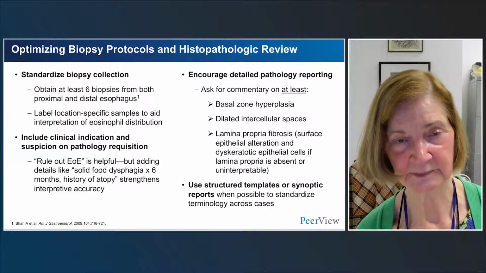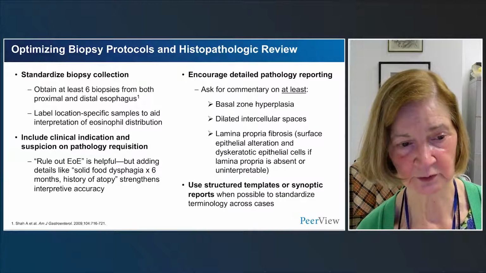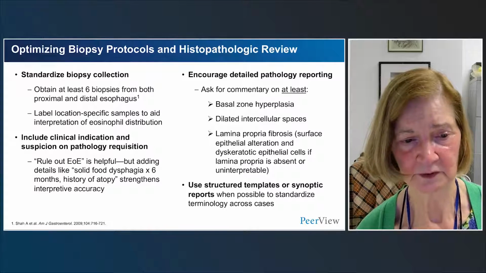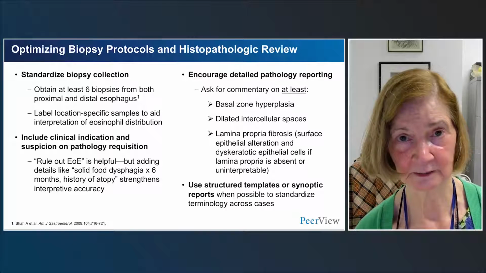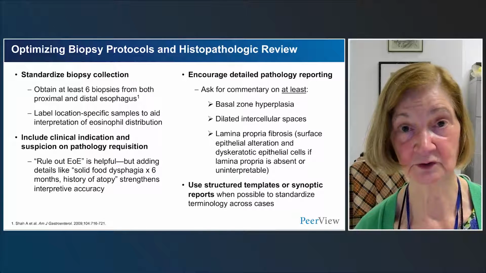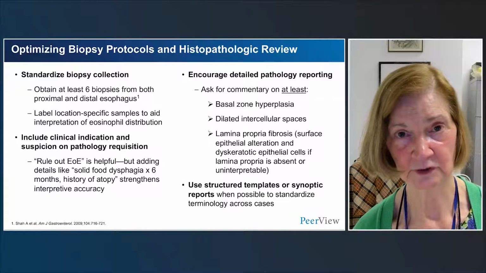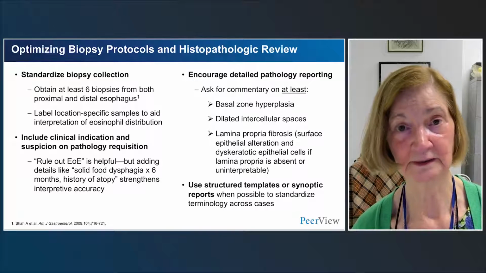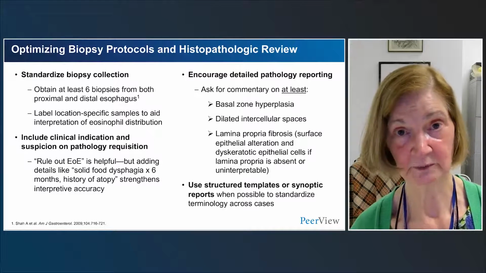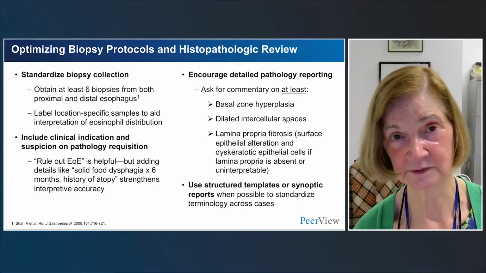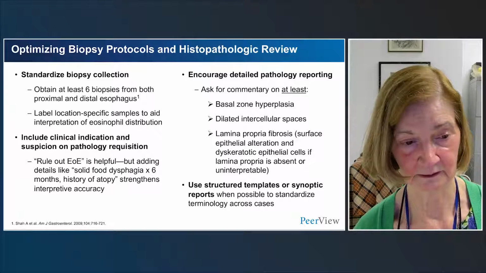Standardized biopsy collection optimizes the probability of making the right diagnosis for a patient undergoing endoscopy, either at baseline or following a therapeutic intervention or following onset of new symptoms or for monitoring. So, obtaining at least 6 biopsies, as Dr. Gonzalez has already said, from both proximal and distal esophagus is essential. Labeling those samples as to where they came from is also very important. We cannot look at biopsies from the esophagus and know for sure which came from the distal and which came from the proximal. Putting them in separate, accurately labeled jars permits us to, for example, make correlations with the endoscopic findings and perhaps with the location of symptoms that patients are complaining about.